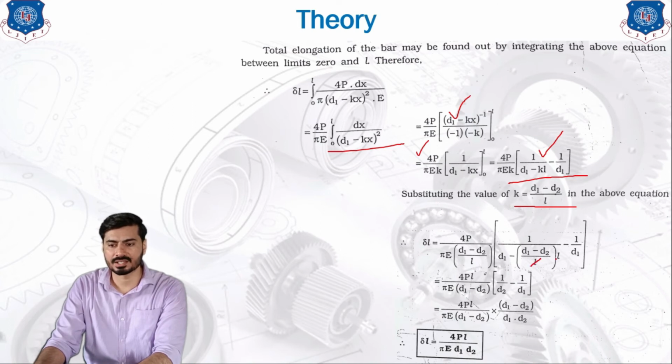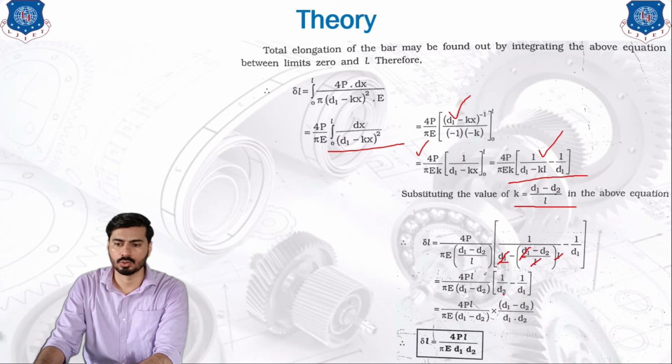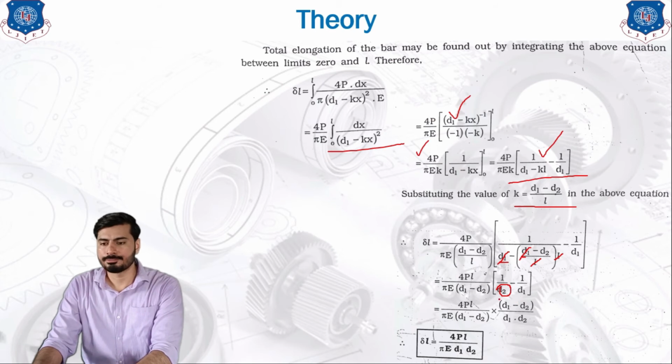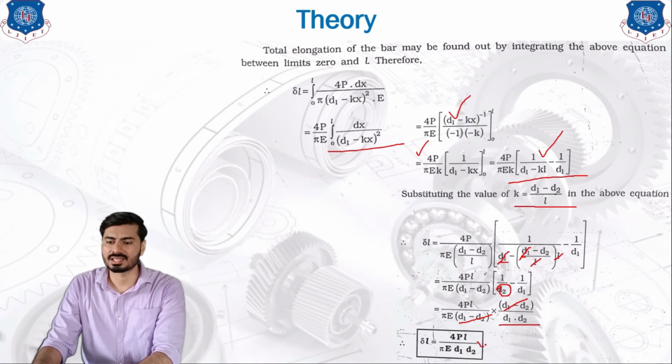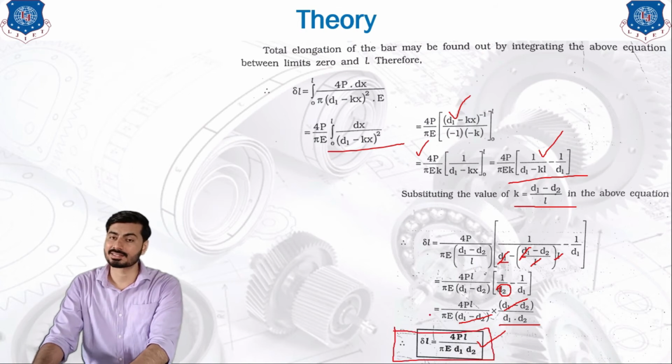Due to this application, you will see that L gets cancelled out in this equation. So the equation remains d1 minus d1 plus d2, which cancels these two terms also, and only plus d2 will remain in this equation. So if you take LCM, you will get (d1 minus d2) upon d1 into d2. d1 minus d2 also gets cancelled from numerator and denominator like this, which will leave only this equation for us as the final equation of delta L of uniformly varying section.